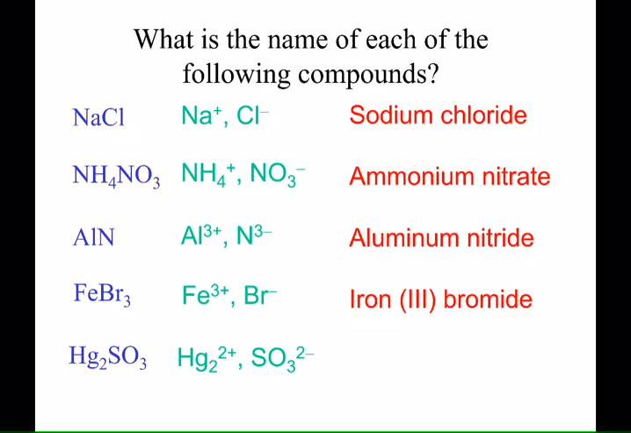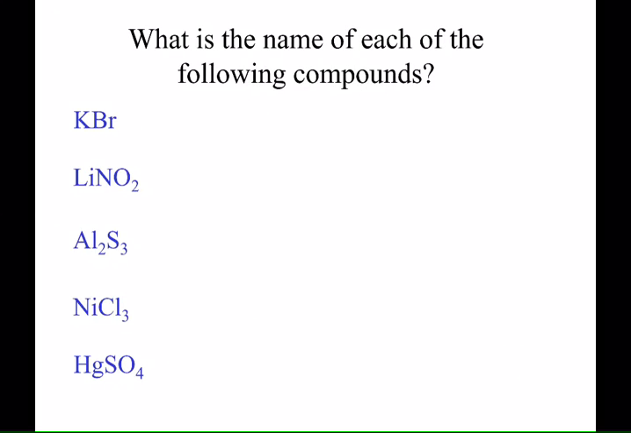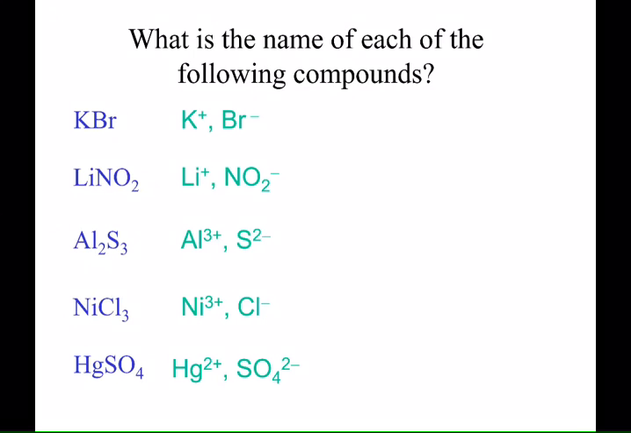Okay, and I already said a minute ago that Hg2 2 plus, what is the name of that? It's mercury 1 polyatomic cation. So mercury 1, what's the last name? Sulfite. Mercury 1 sulfite. Let's take a look at these. There's our component ions.